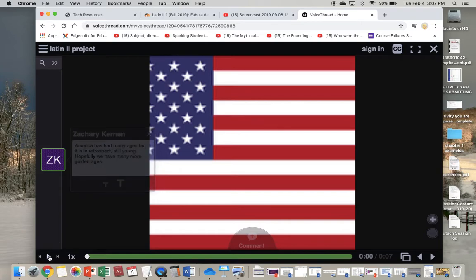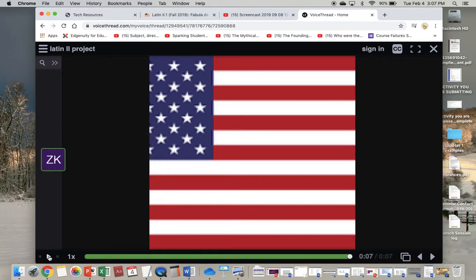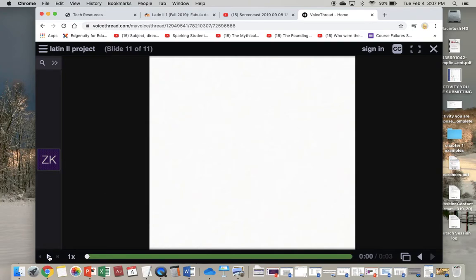Here is his conclusion. I think that one of the things that could be improved if you use VoiceThread is to actually speak more instead of just writing the comments. And here he has his list of resources. While VoiceThread is an acceptable tool to use for this project, I don't believe that it is the most effective tool for telling the story about the ages of man in the United States.